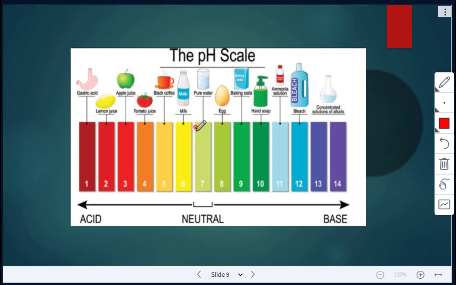Keep in mind that pure water or distilled water has a pH of 7. And then as we go greater than 7, these are all bases. At the very end would be the very basic. So at 14 will be very basic. And keep in mind, anytime you hear the word alkali, it means basic. So soaps, cleaning solutions, bleach, those are all considered basic.